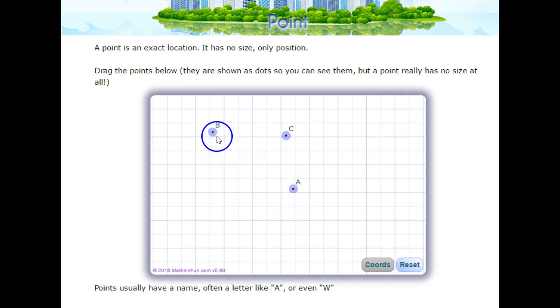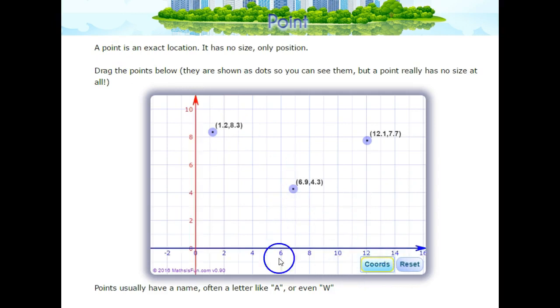So I have point A, B, and C here. Notice I can move them all around. Remember, part of our definition of a point is an exact location. Notice there's not a particular size, we just have dots. It's only a position. So as you can see here, this point now has an x-coordinate of 2.0 and a y-coordinate of 8.0. But if it moves, it could change to 3.1 and 6.7. Remember, the point is an exact location, so if you move your point, the exact location is going to change.